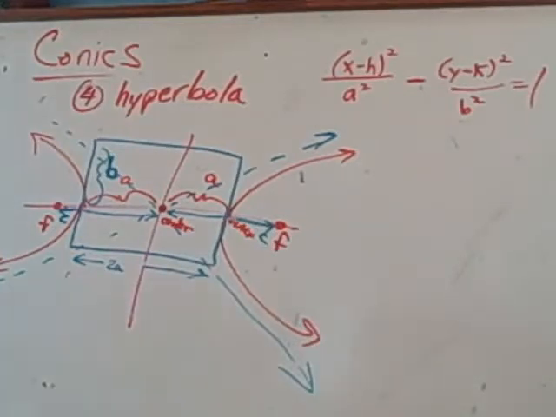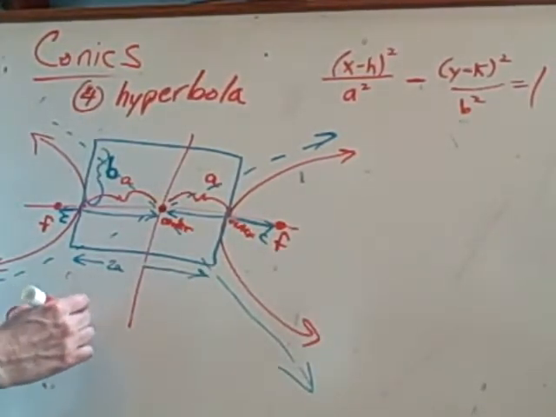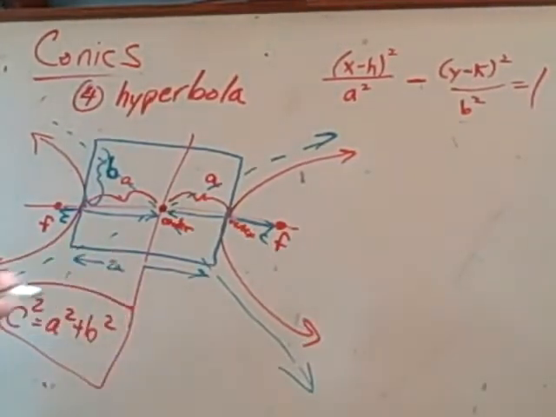And in this case, C has a different equation. C squared is equal to A squared plus B squared. So you find C differently for hyperbolas and ellipses. I know it seems like a lot of information, but today we're hopefully going to focus on circles and parabolas for you guys. Okay? We can kill that.